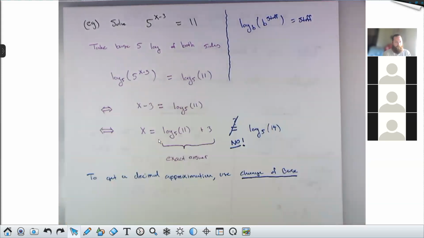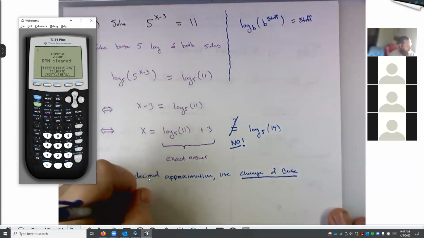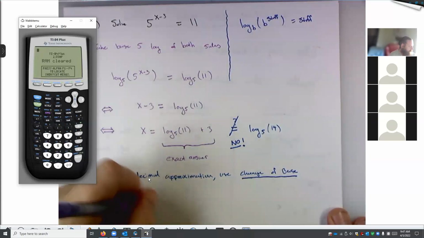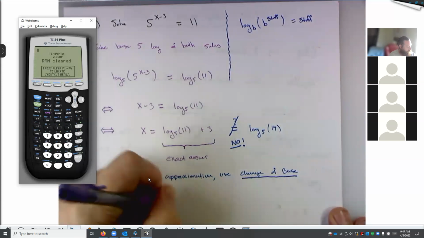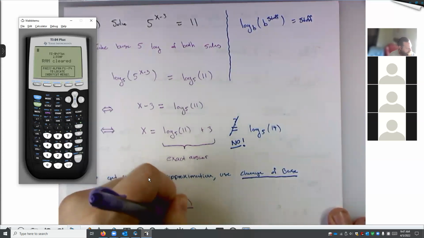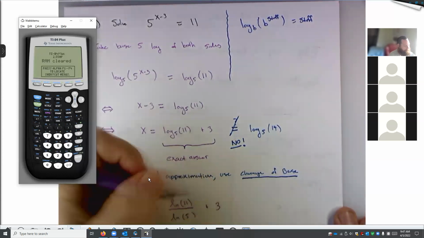Because when you look at your calculator, you have an ln button here, and you have a log button here. This is the base 10 log that first homework set was riddled with. This is the natural log, or the base e log. So I could say, according to my change of base formula, this is the same as the ln of 11 divided by the ln of 5, plus 3.